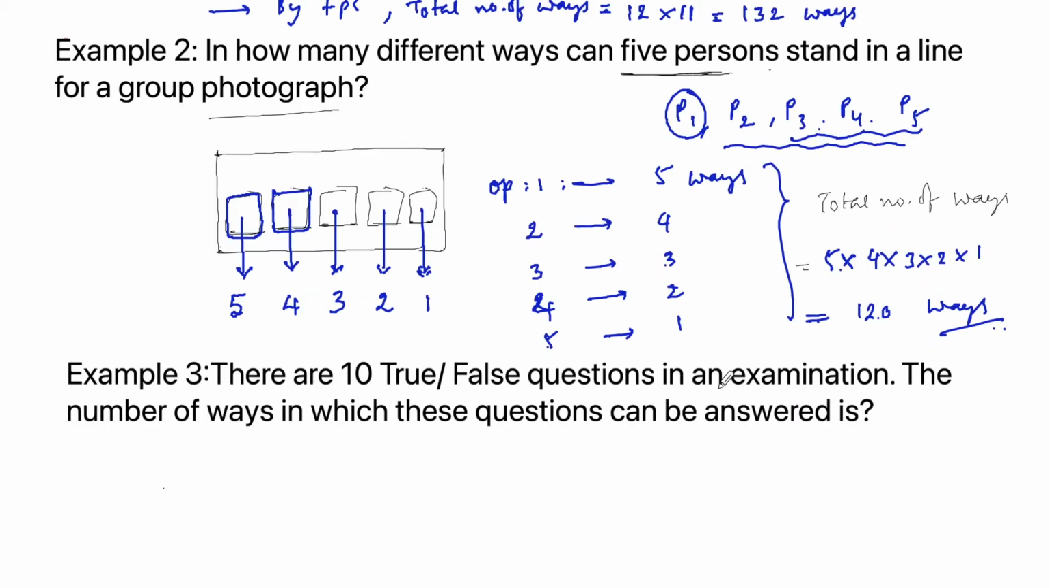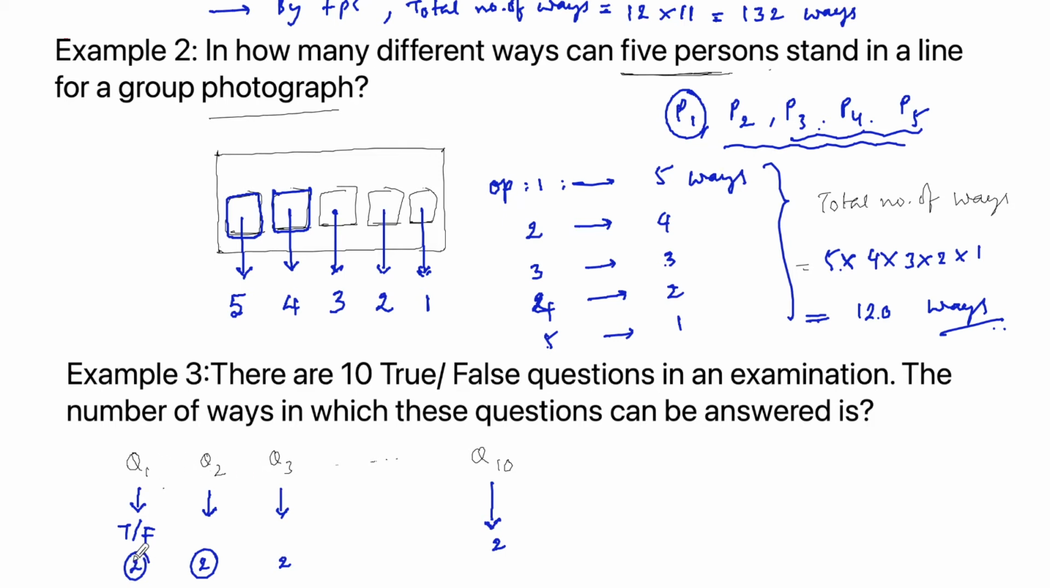There are 10 true or false questions in an examination. The number of ways in which these questions can be answered is? So there are 10 questions: question number 1, question number 2, question number 3, and so on, up to question number 10. True or false questions means each question has two possibilities, either true or false. The second question also has two possibilities, question number 3 also, and so on, up to question number 10. Let us assume that all the questions need to be attempted. There is no choice.